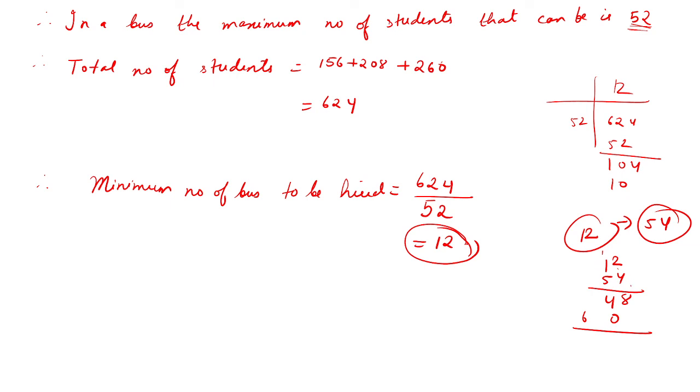Let me check: 156 plus 208 plus 260. Yeah, maybe I made a mistake, this is 52, right? So 12 times 52 is going to be 624. So you just look at this. We need to hire 12 buses. When you hire 12 buses, in each bus 52 students can be seated. So in all the 12 buses 52 students are seated, and when you count them, the total number will be 624 itself.